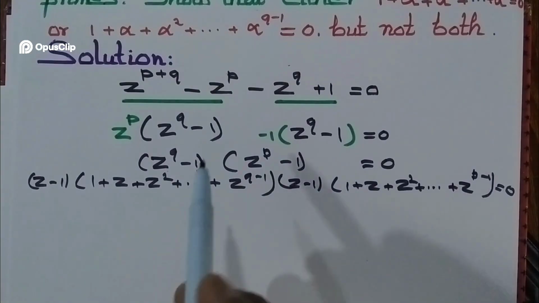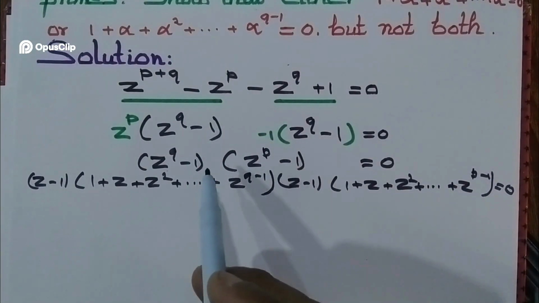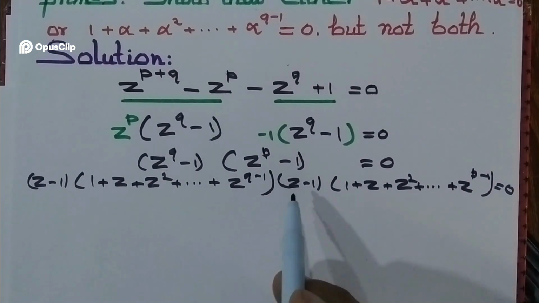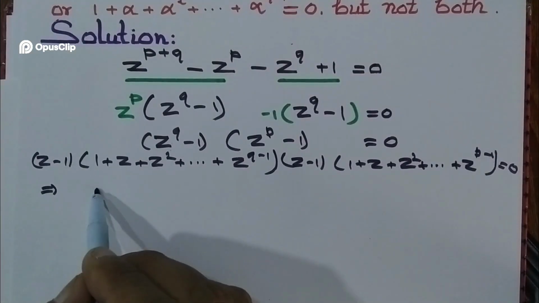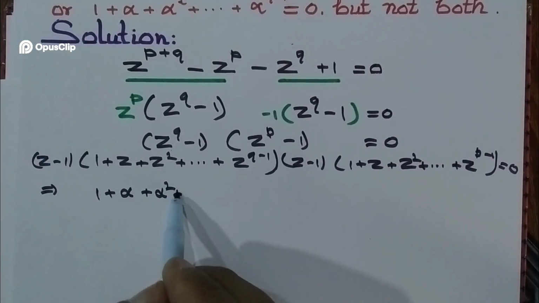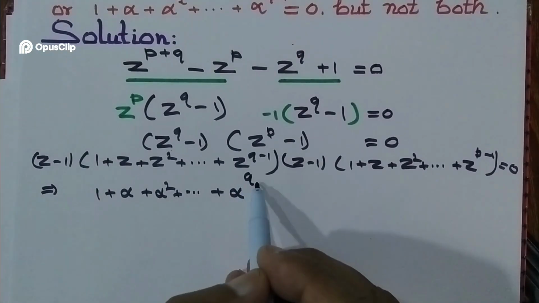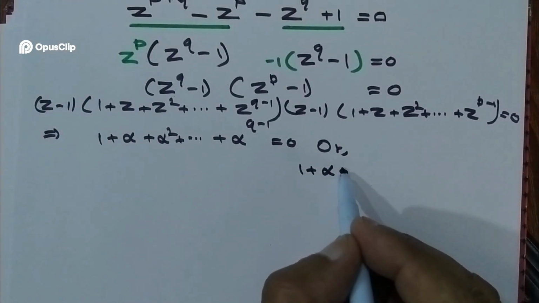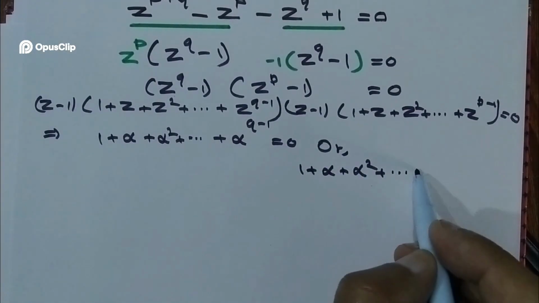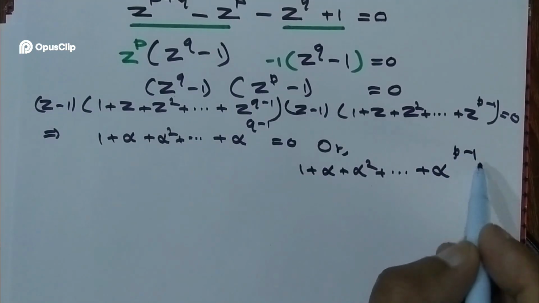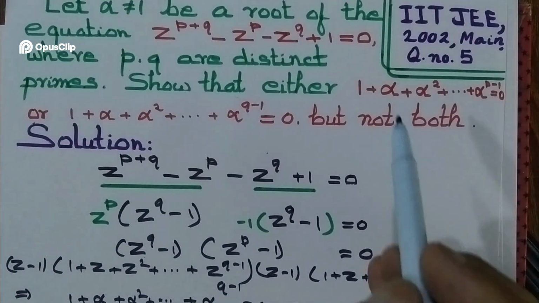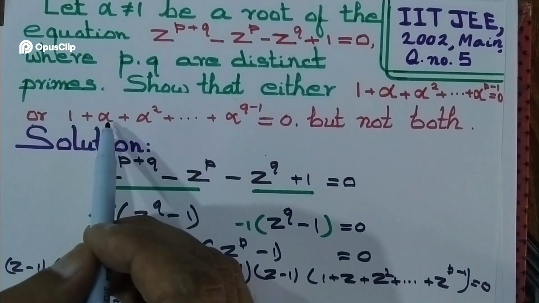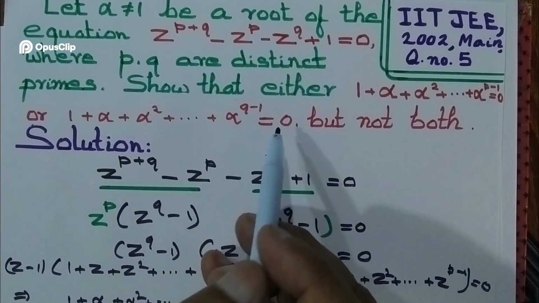Now we see that alpha is a root of this expression, then alpha is a root of this expression, and also this and also this. But alpha cannot be equal to 1, so it must happen that 1 plus alpha square plus dot dot dot plus alpha to the power q minus 1 equal to 0, or 1 plus alpha square plus dot dot dot plus alpha to the power p minus 1 equal to 0. So either 1 plus alpha square plus alpha to the power p minus 1 equal to 0, or 1 plus alpha square plus alpha to the power q minus 1 equal to 0, and we did it.